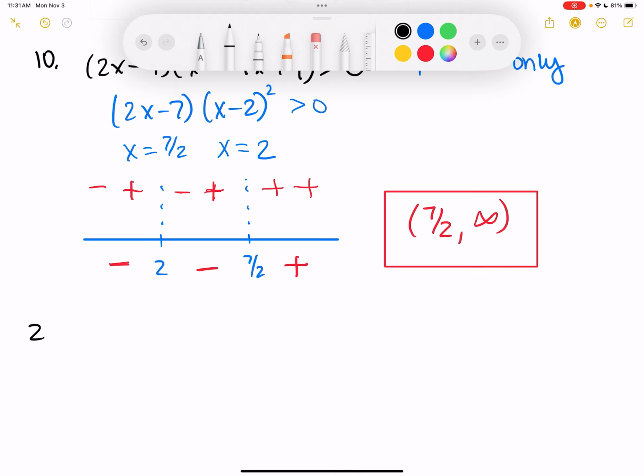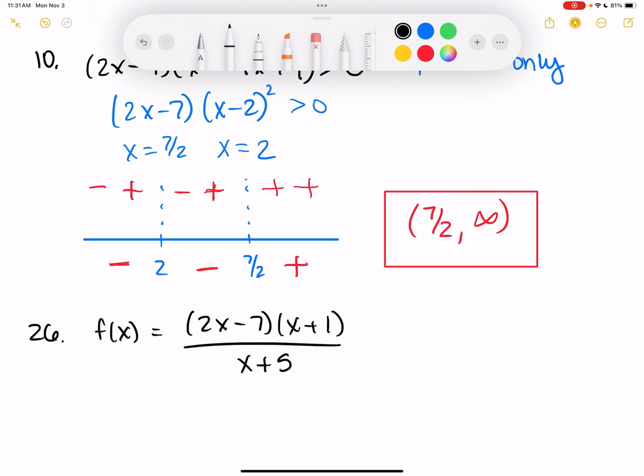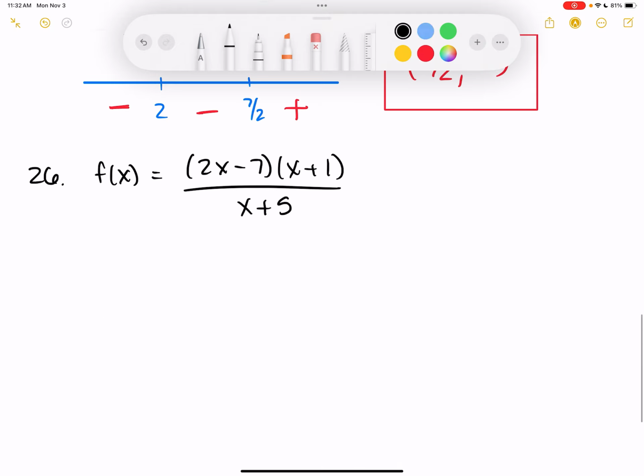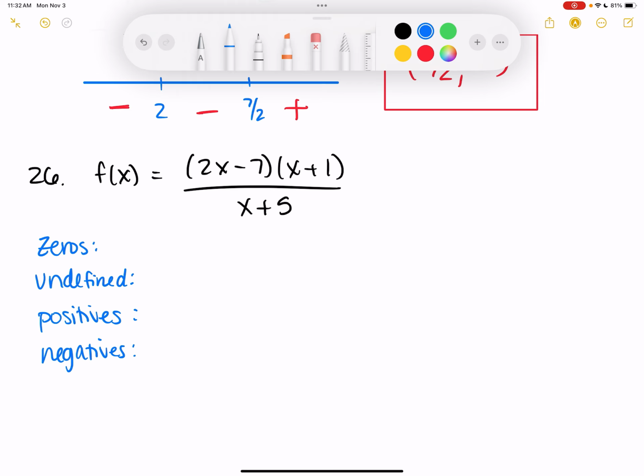26. f of x equals 2x minus 7 times x plus 1 over x plus 5. So now as I find my zeros, I'm also finding what makes this undefined. So ultimately, I'm going to have zeros. I'm going to have undefined. I'm going to have positives. And I'm going to have negatives. And again, these are equalities. That's why I'm listing everything out. When it's an inequality, we're still just solving it.